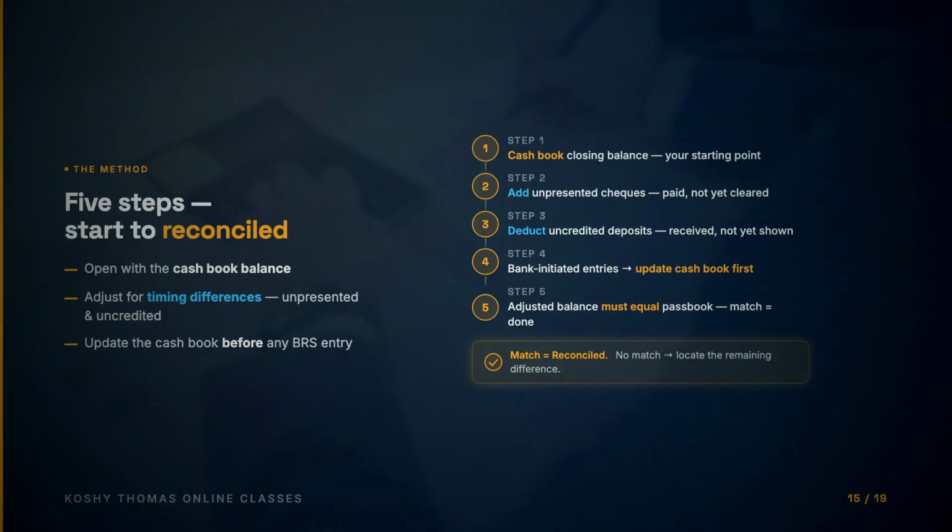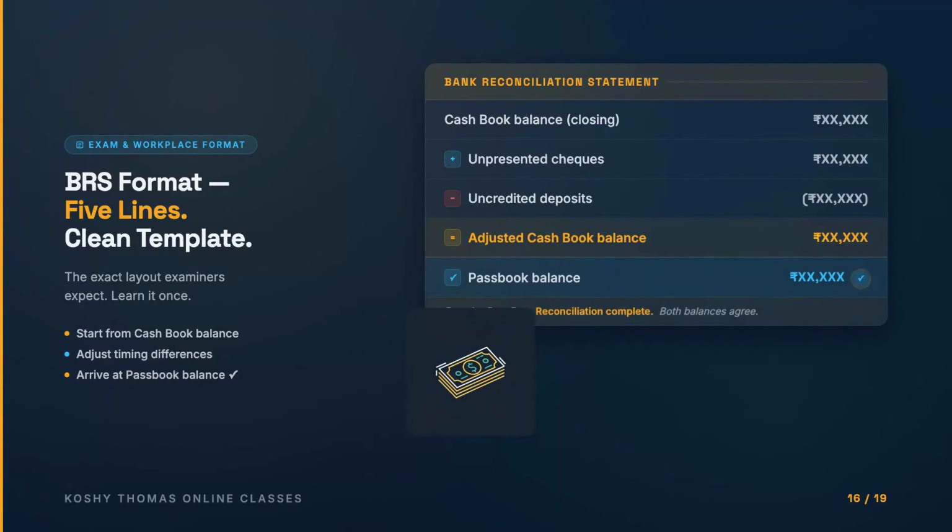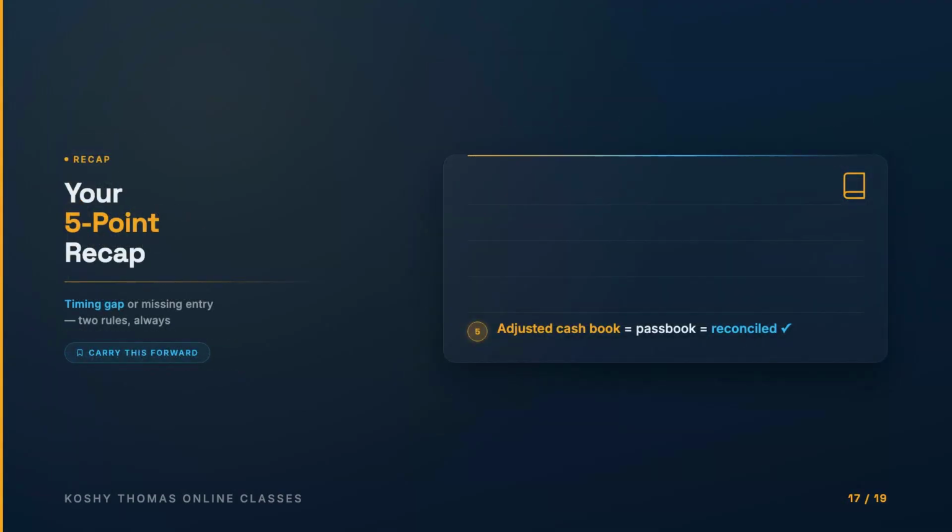If it does, you are done. If it doesn't, there is still a missing entry. Go find it. Here is what a clean bank reconciliation statement looks like laid out. This format works for exams and for real workplaces. Here is your one-line rule to carry into every reconciliation you ever do.